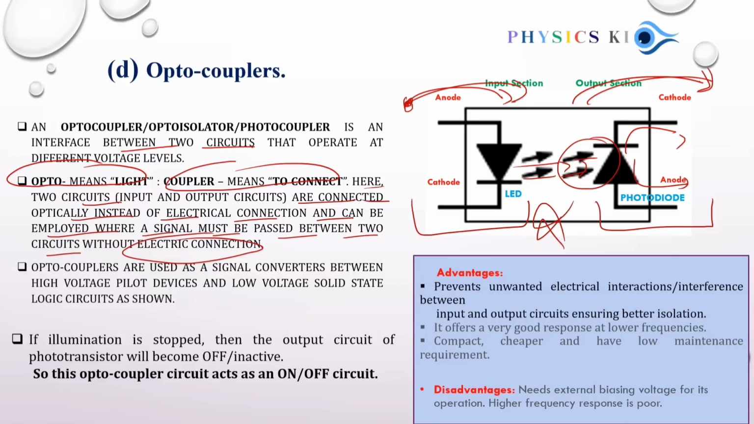So what is the advantage? It prevents unwanted electrical interaction between input and output, and this is also useful as an on-off circuit. So this is all about the optocoupler. Got the idea? You can write these things for the optocoupler. It is enough for you.